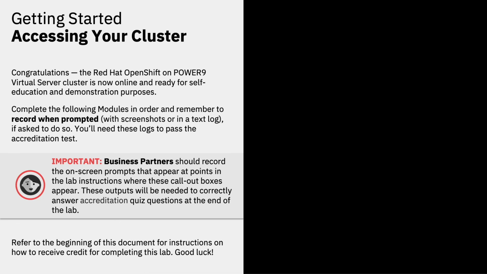Of important note for our business partners is that there are on-screen prompts that appear throughout the lab instructions with call-out boxes and other types of indicators as to information that should be recorded as part of your accreditation quiz questions that you'll be used to certify at the end of the coursework. So if you do see those prompts on screen or in your documentation, make sure to either take a screenshot or record the information, as that will be vital to you in your test out at the end of this lab work.